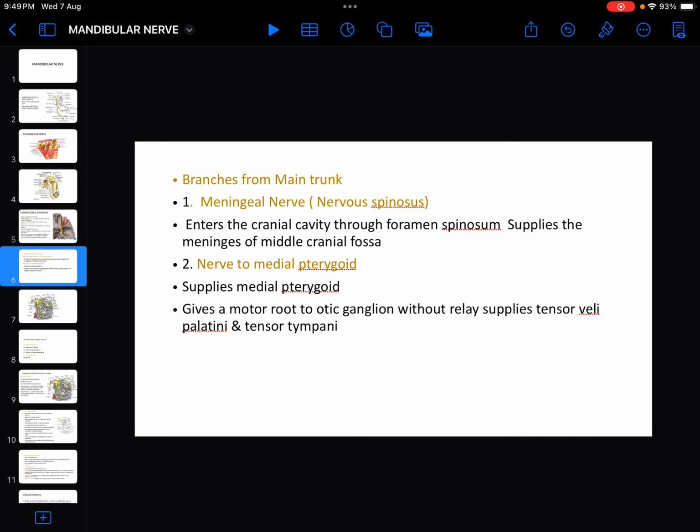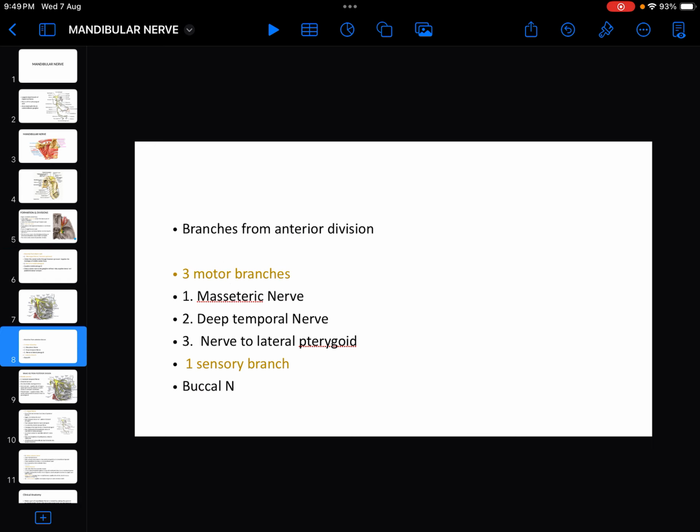Then the second branch is called nerve to medial pterygoid. This nerve supplies the medial pterygoid, and it also gives a motor root to the otic ganglion, and without relay supplies the tensor veli palatini and tensor tympani muscle. So the nerve to medial pterygoid supplies three muscles, that is the medial pterygoid muscle, the tensor veli palatini and the tensor tympani muscle.